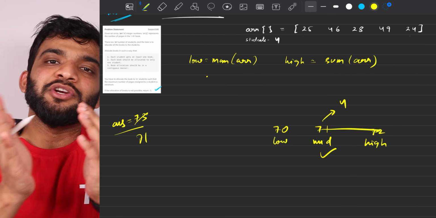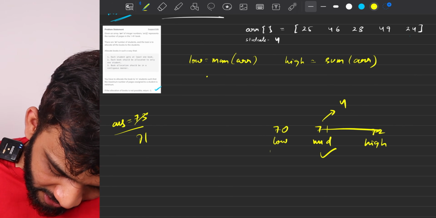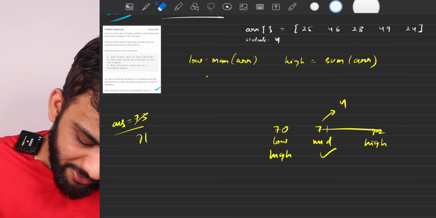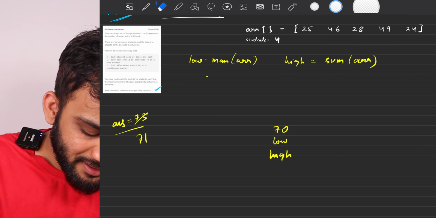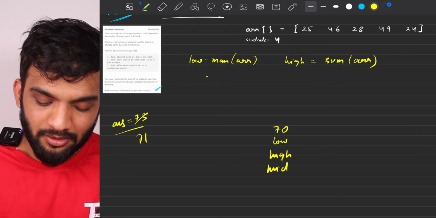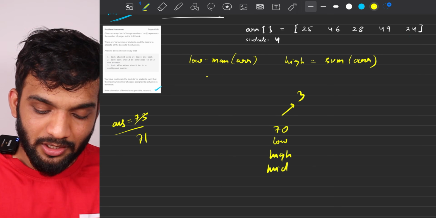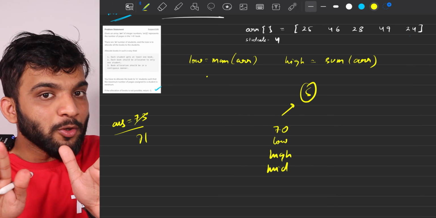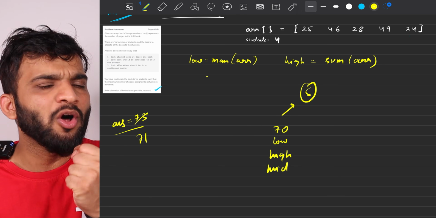I'll still try to reduce. So the high will come to 70. But this time when you try with 70, the number of students comes out to be 5. And this is not possible. Not possible. So you say, it's a smaller number.